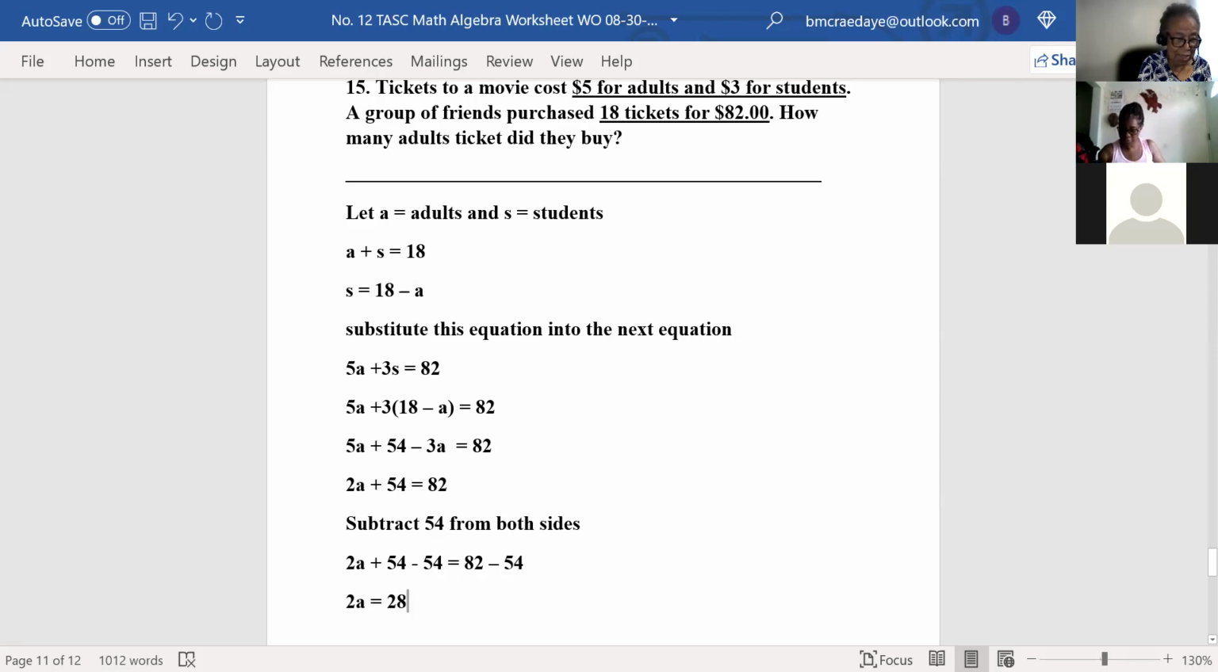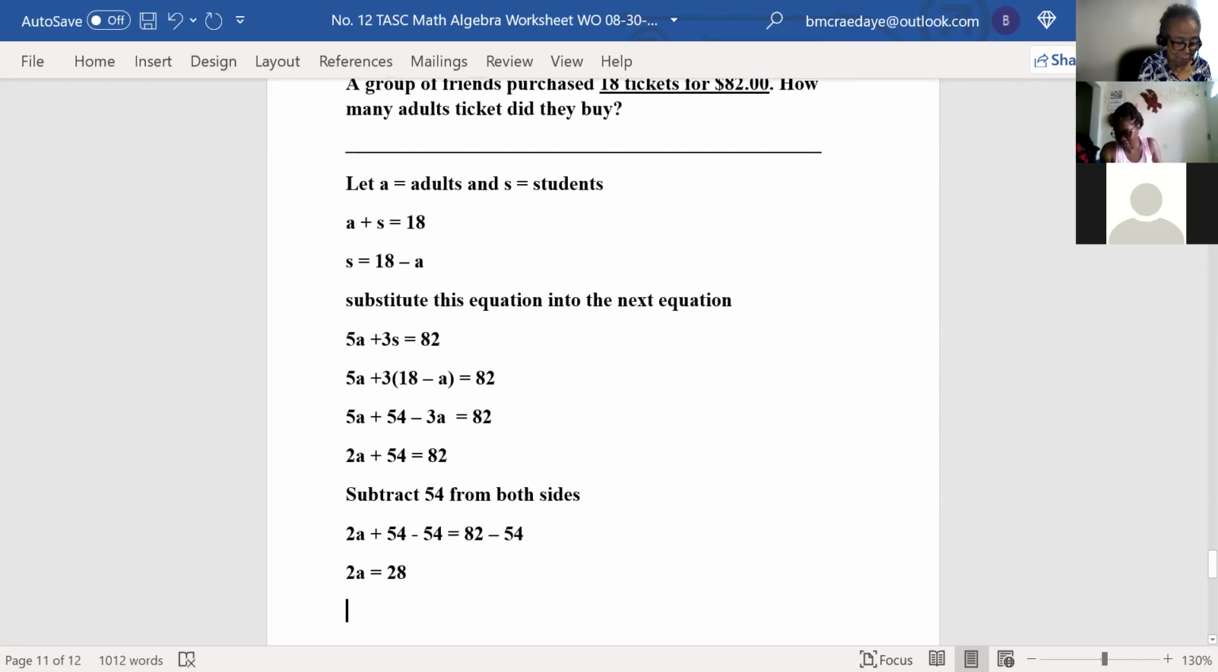So what is A equal to? A equal to 14. That's right, A is equal to 14, because you divide the 28 by 2. And that's your answer, because it says how many adult tickets did they buy? 14.